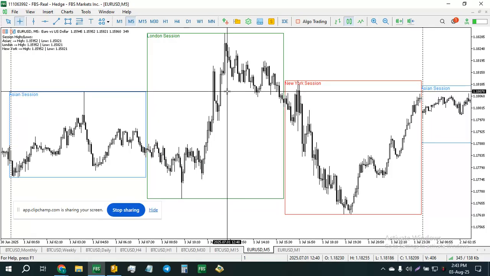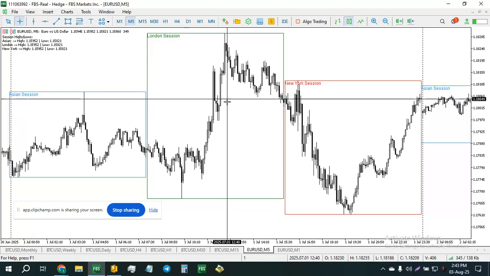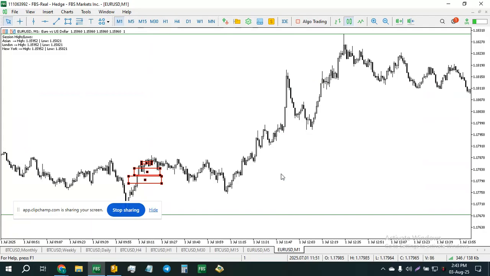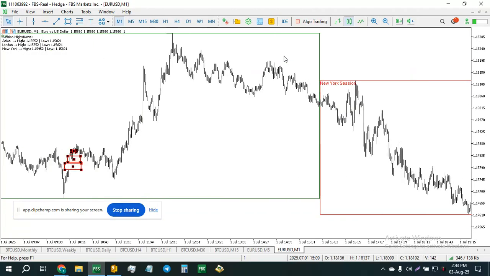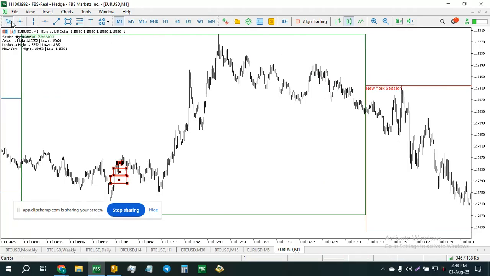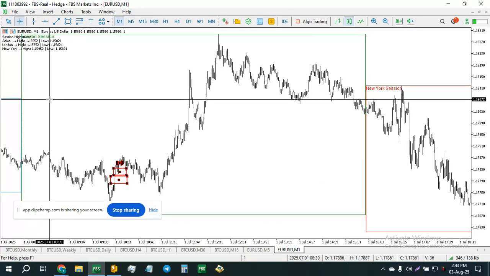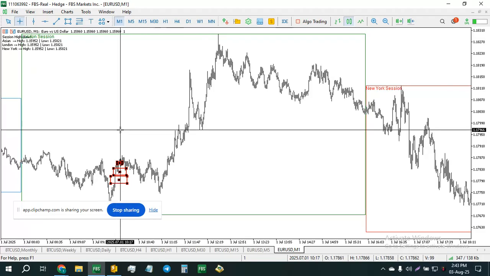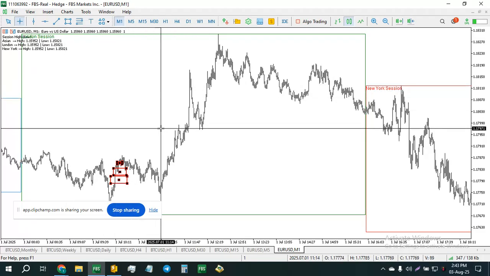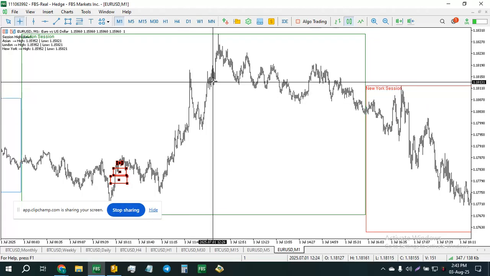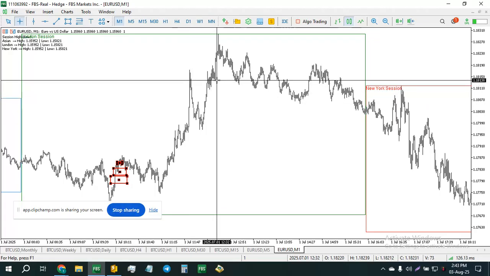So here we have a sweep of the Asia high. We go back to the 1 minute. Let me zoom this out. So as you can see, we have a sweep of the Asia high. We have our swing here. We have this. We have this. So either one we decide to use as the swing to consider for entry.